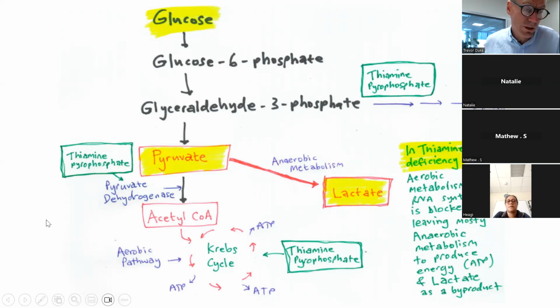So when you've got a child with malnutrition, you need to be replacing thiamine, and it's in multivitamins, so it's vitamin B1, but it's a very important vitamin. If you see a child who's got a lactic acidosis, then think about, could they be thiamine deficient?